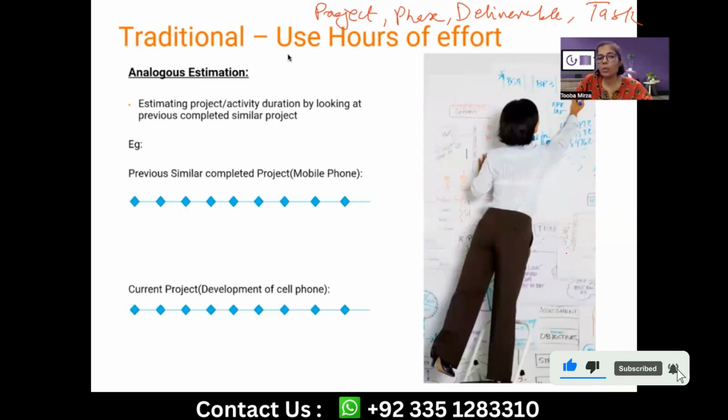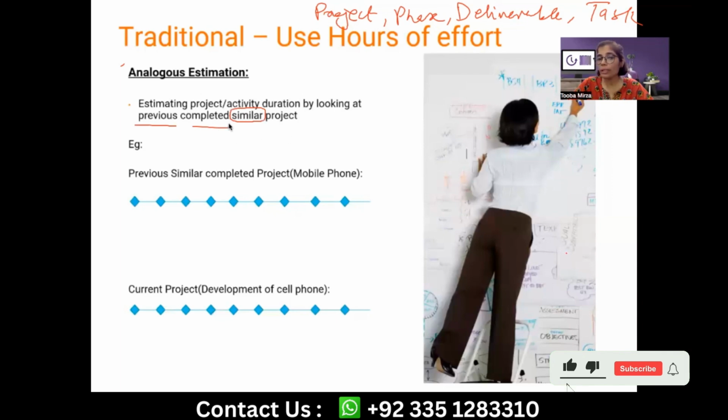Now, coming back to the analogous estimation. The dictionary meaning of analogous is something similar to some other thing, or some aspect similar to some other aspect, like analogy. Creating analogies is like mapping something to some other thing. So that is exactly what the analogous estimation is, that when you are estimating a project, you are estimating that project by referring to a past or a previous completed similar project.